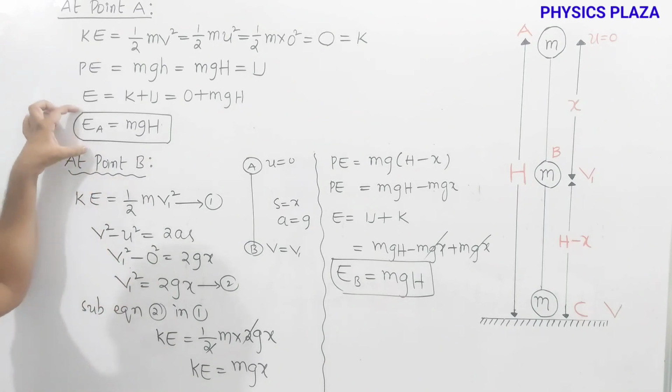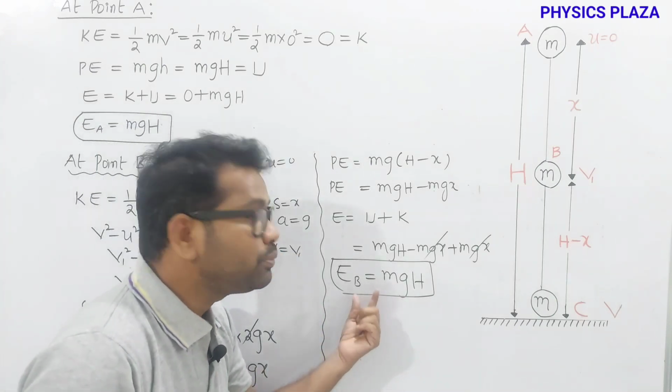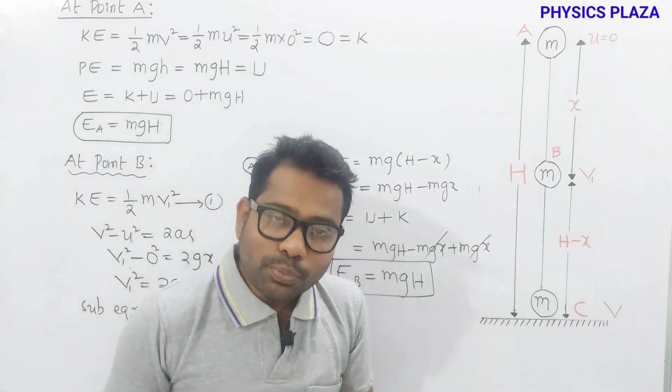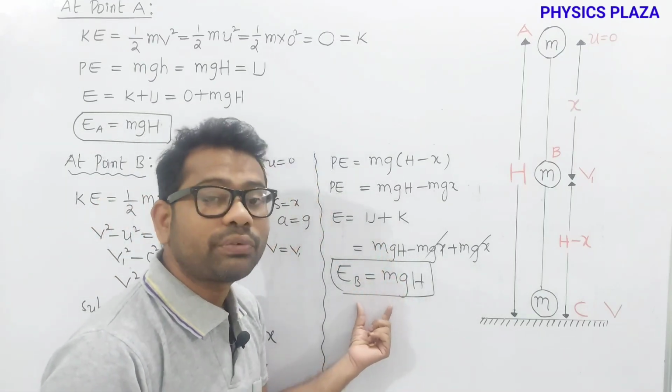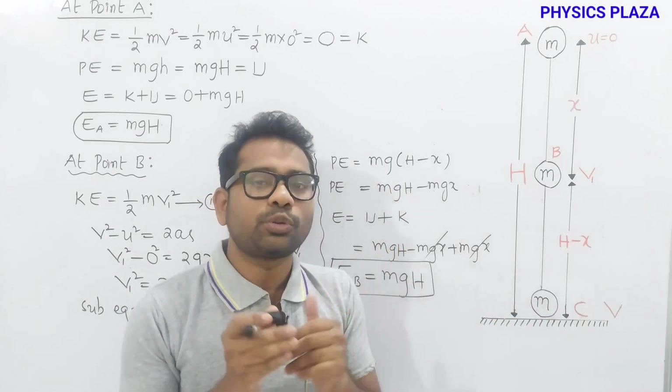Children, at point A, how much did we get? mgh only. At point B, how much did we get? mgh only. So we have to prove the same amount of energy at point C also. With that, this derivation is going to be concluded.